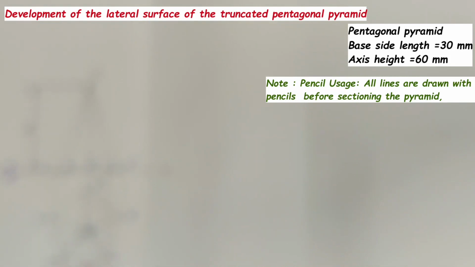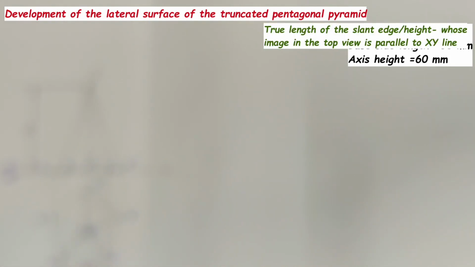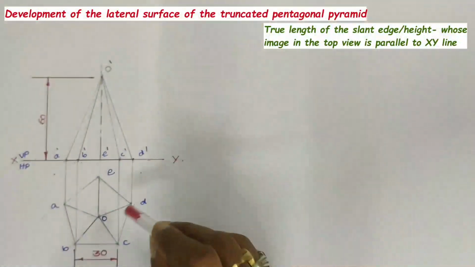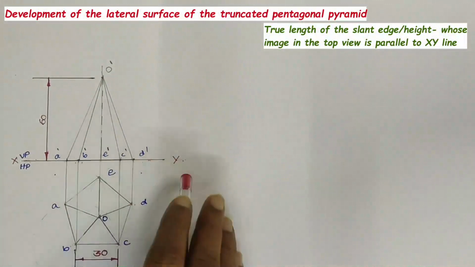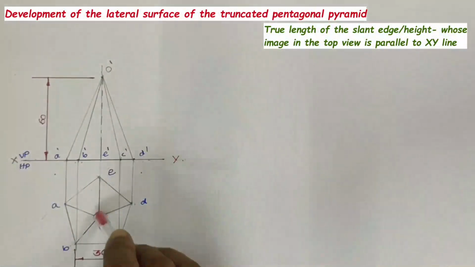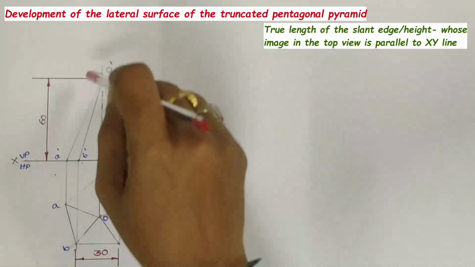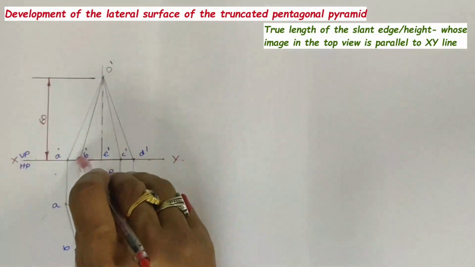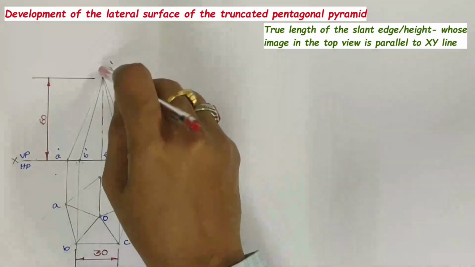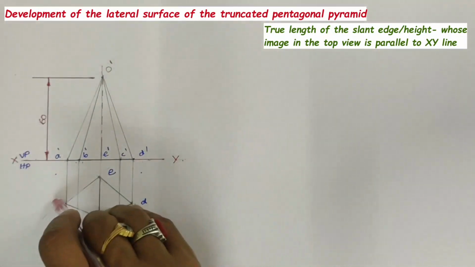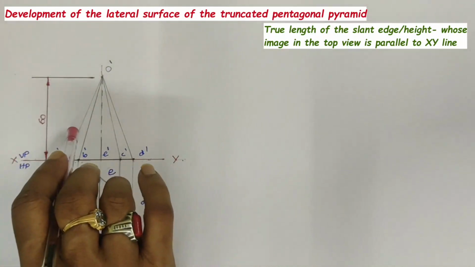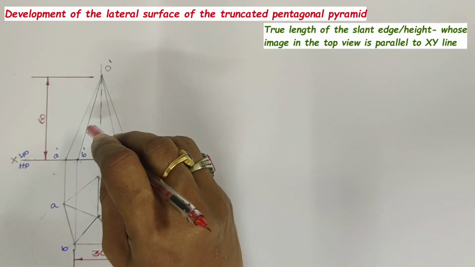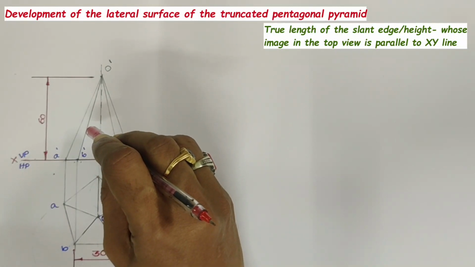Now we'll see what we mean by true length of the slant edge. Here, the image of the slant edge O dash D dash is not parallel to the XY line. O dash C dash, O dash E dash, O dash B dash and O dash A dash images are also not parallel to the XY line. So none of the slant edges in the front view show the true length of the slant edges.